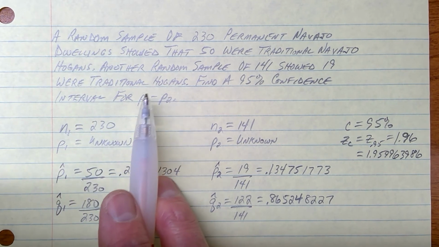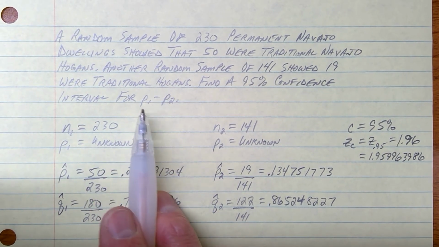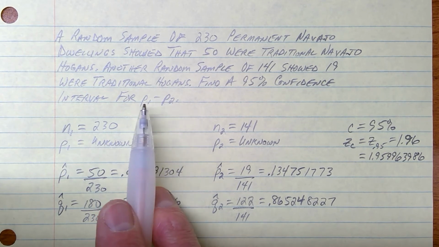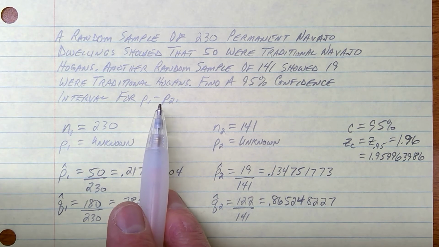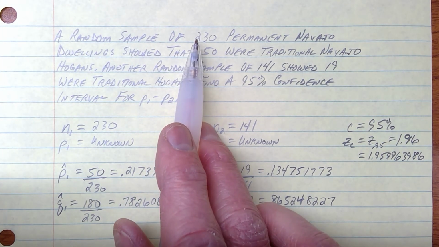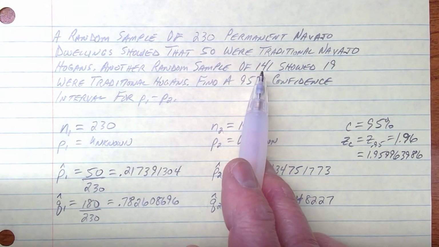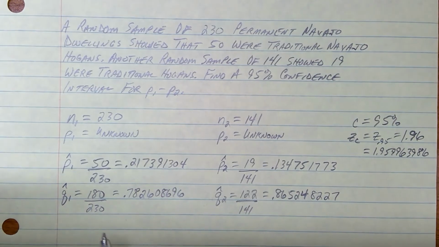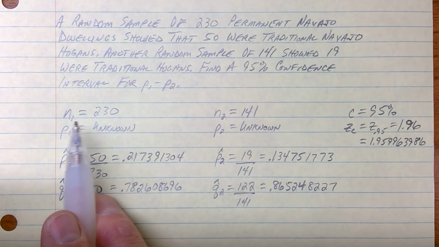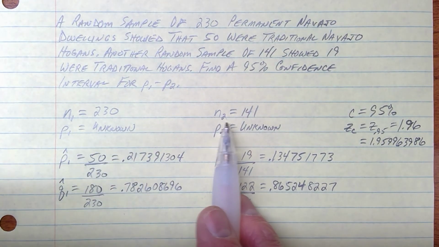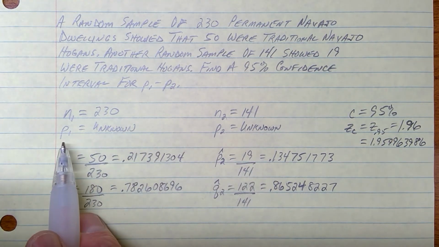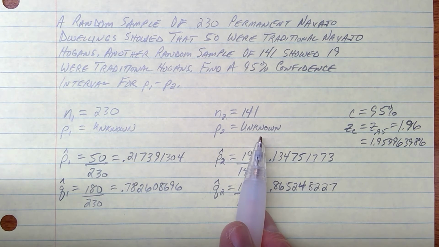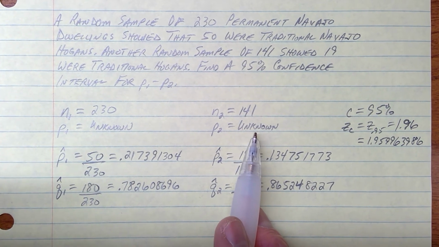All right, if you were able to somehow measure all the Navajo houses in the world, you'd be able to calculate the difference between the two proportions, but we don't have the time to do that. All we had the time to do was measure 230 houses in group 1 and 141 houses in group 2. All right, so that's where we make our best guess. Let's organize here. Group 1, 230. Group 2, 141. The true proportion is unknown. We'll never know that.